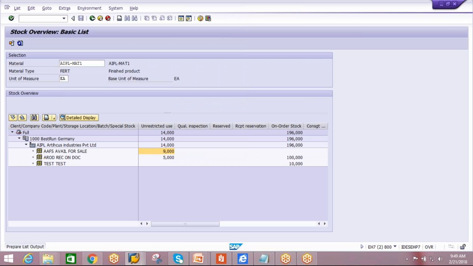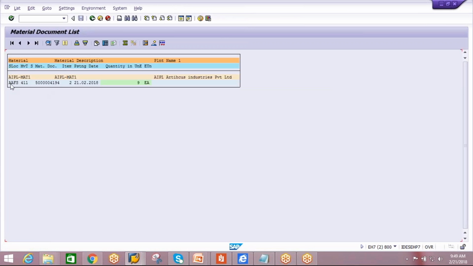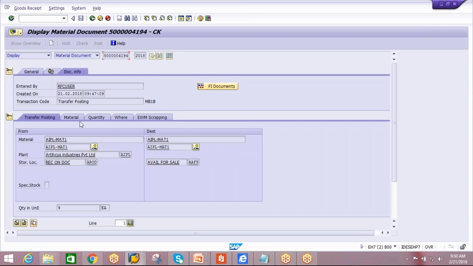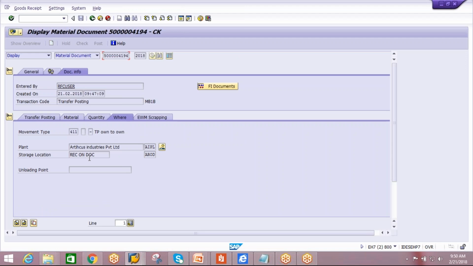Go to material movements. 411 movement type. Where to where? Open it. See here.